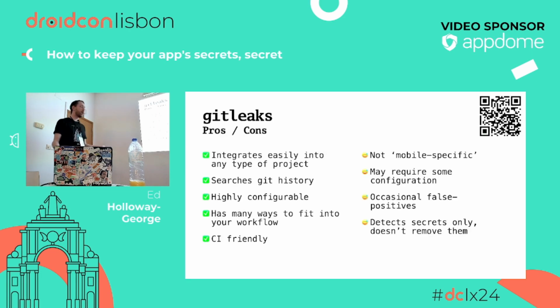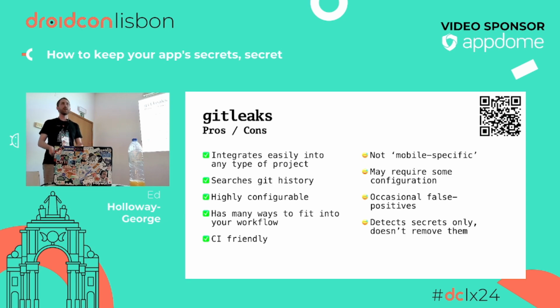With Git leaks, as always, there are pros and cons. Git leaks is something that can integrate into any project. It will run on Android apps, iOS apps, back-end apps, everything. So it's a really versatile tool. It searches your Git history for you, so it's going back over time and not just checking your latest commit, but also checking everything in the past.